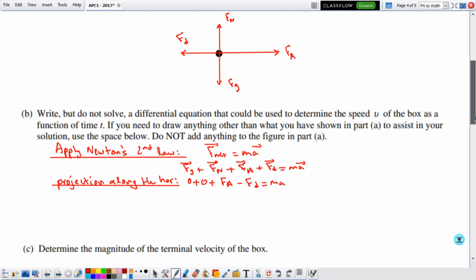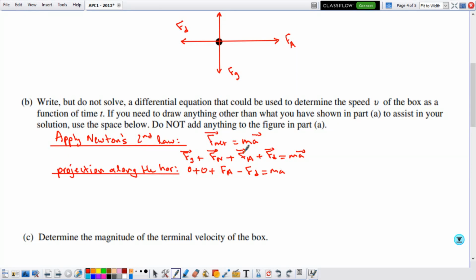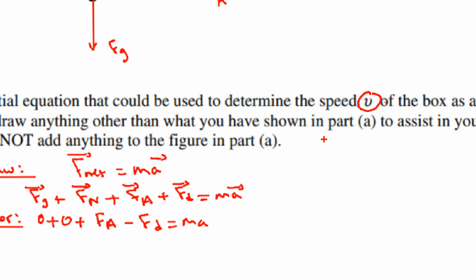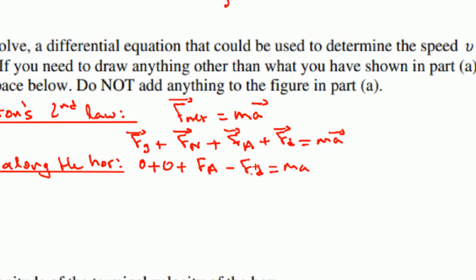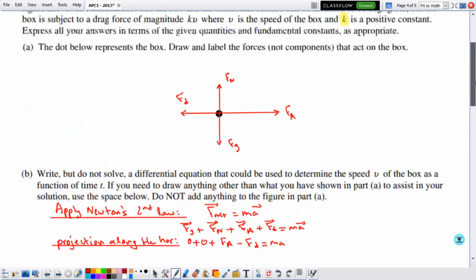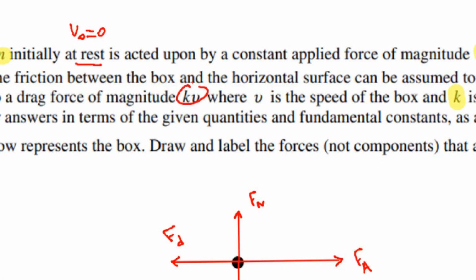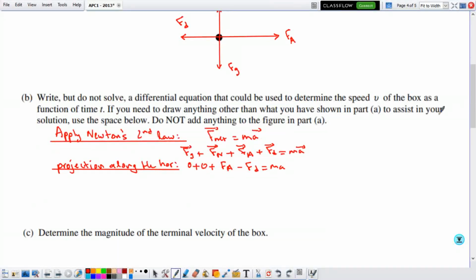Now here we're searching for the differential equation. So basically differential equation of what? Of v, which represents the speed, and the speed appears from the drag force, because we know that the drag force is given by k multiplied by v, in which v represents the speed. Now Fa would be kept as Fa minus kv equals ma.